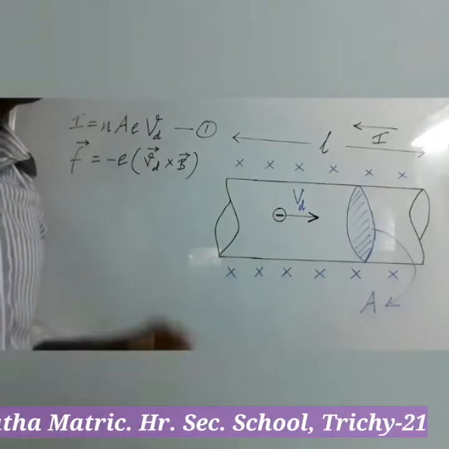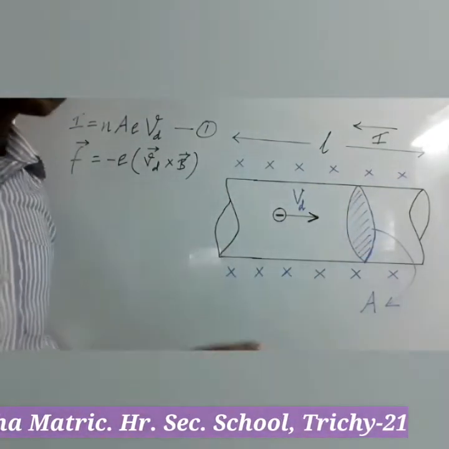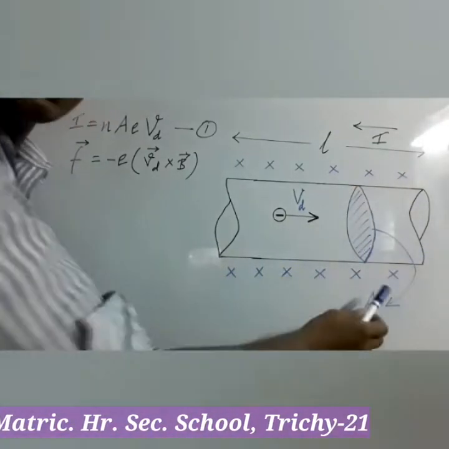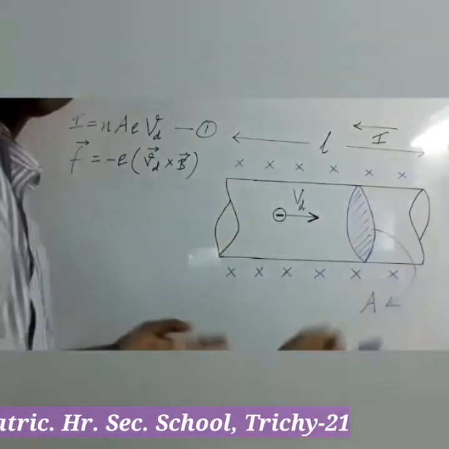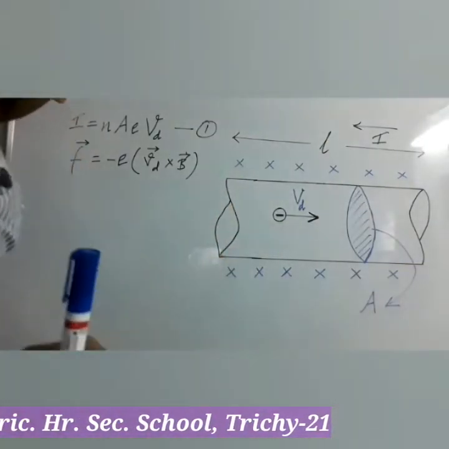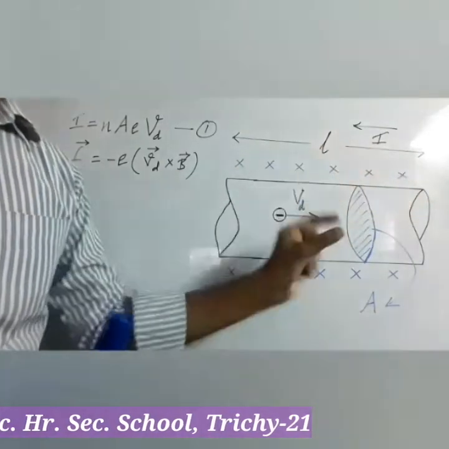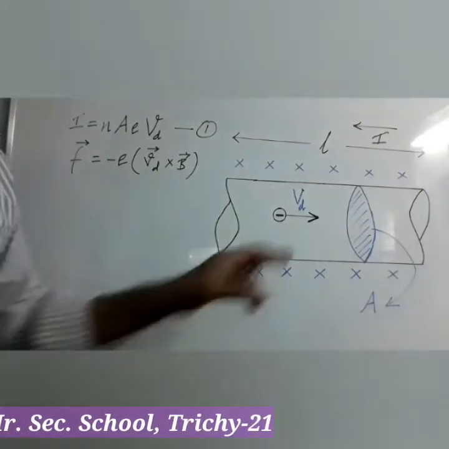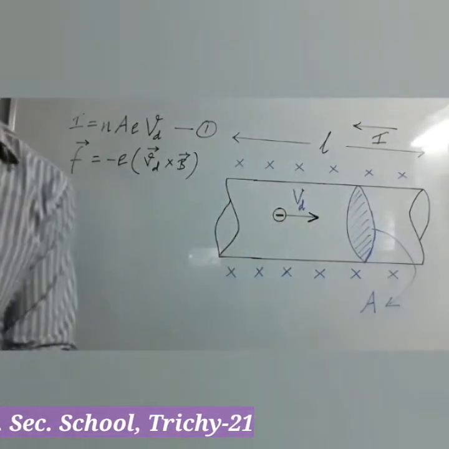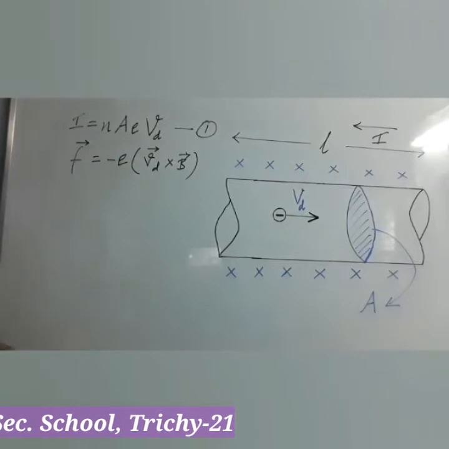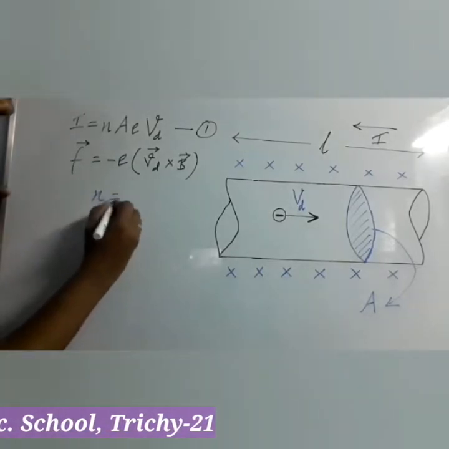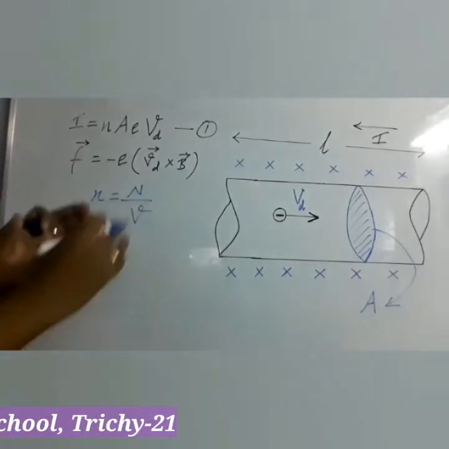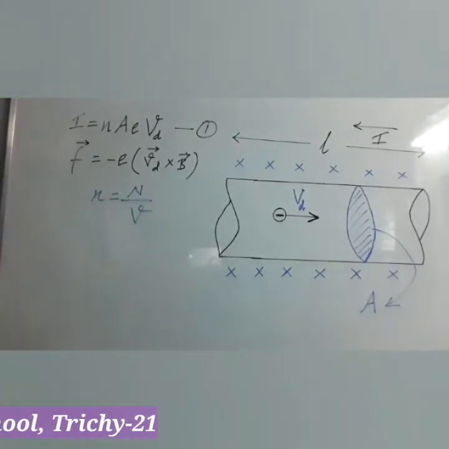In order to find the total electrons in a conductor, I am going to consider a small segment which has the area A, which is similar to the area of the conductor. But the length of the conductor is small l. Here the small segment has the length dl. Now we are going to find the number of electrons in that small segment. For that we need the number density of the electrons. Here small n is the number of free electrons present in unit volume.